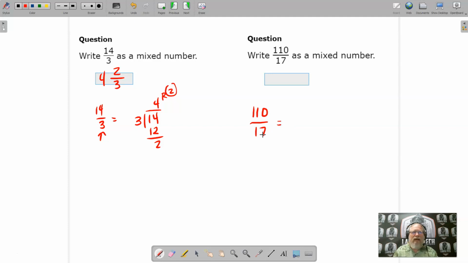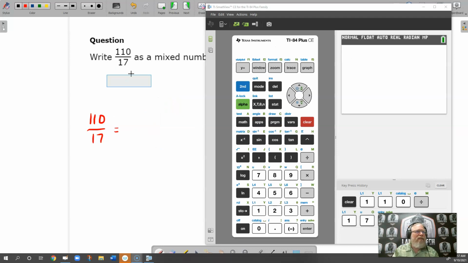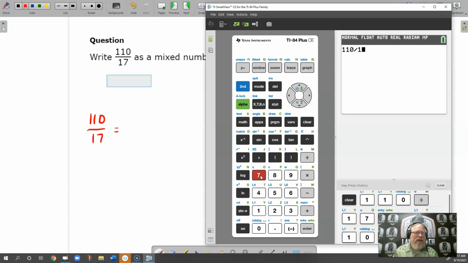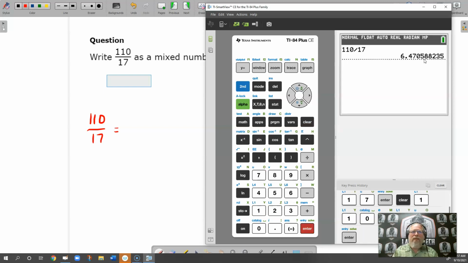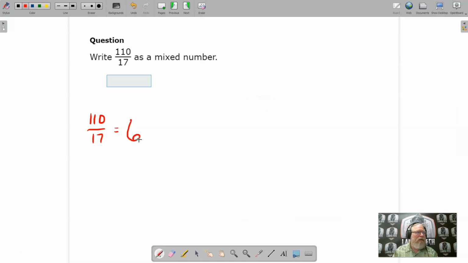And you can ask yourself, okay, how many times does 17 go into 110? I'm going to pull my calculator up here and show you how. All right, so I moved my problem over to the side and I got my calculator here. And I want to know how many times does 17 go into 110. So I'm going to do 110 and divide that by 17. And I see that I get 6 point, a decimal number with a 6 out in front. So I know that 17 goes into 110 at least 6 times. So let's go ahead and put that on there. We know it goes in at least 6 times.